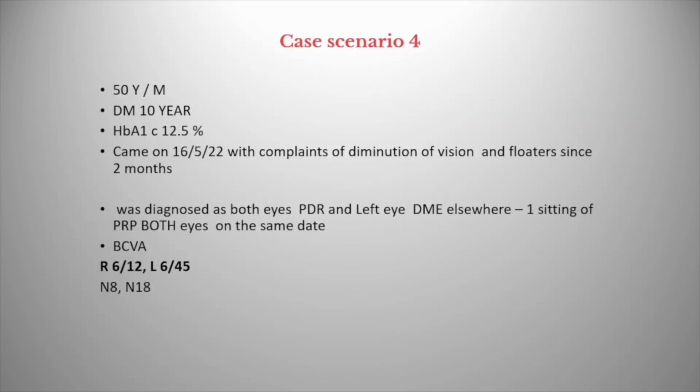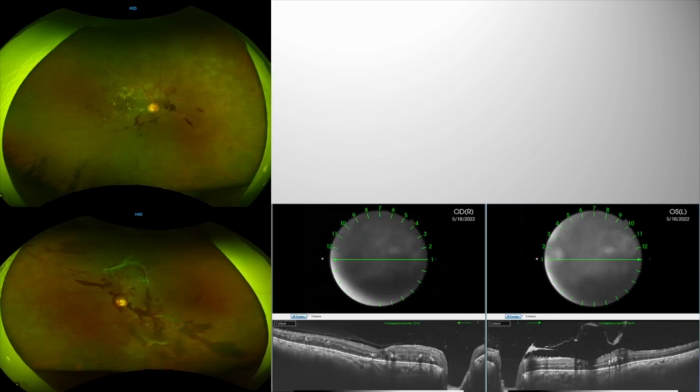The next scenario is of a 50-year-old male, diabetic since 10 years. HbA1c is 12.5, uncontrolled hyperglycemia, whose complaints were diminution of vision and floaters since 2 months. He was diagnosed as PDR in both eyes and left eye DME. He underwent PRP elsewhere. So this is the fundus photo at the time of presentation to our institute. We can see intragel hemorrhages in both eyes.